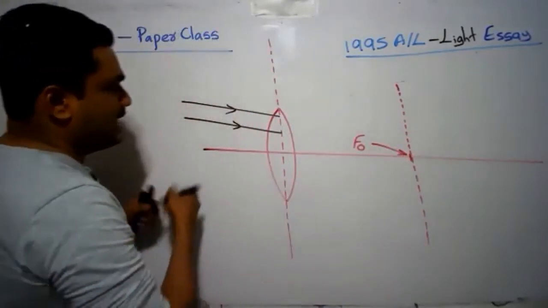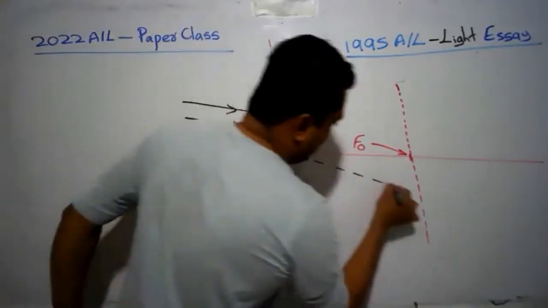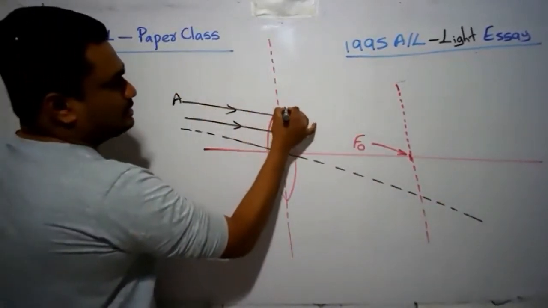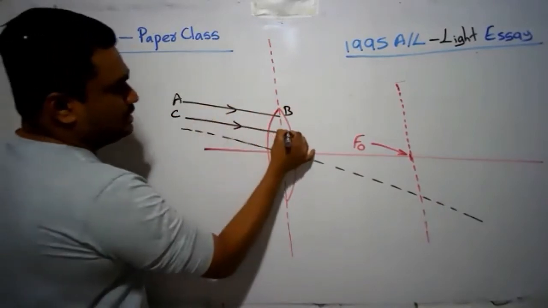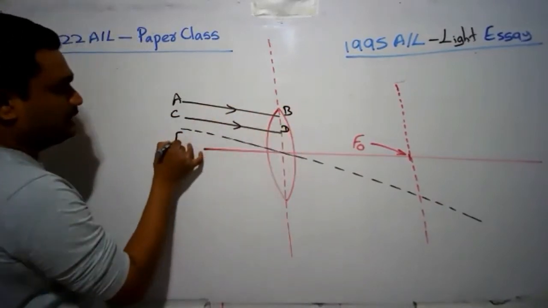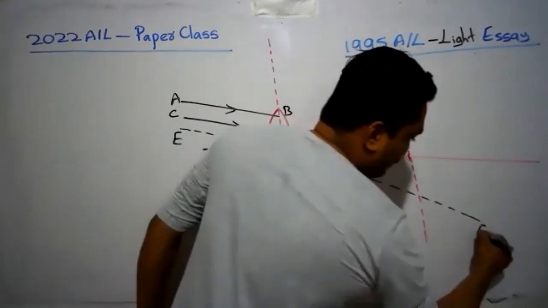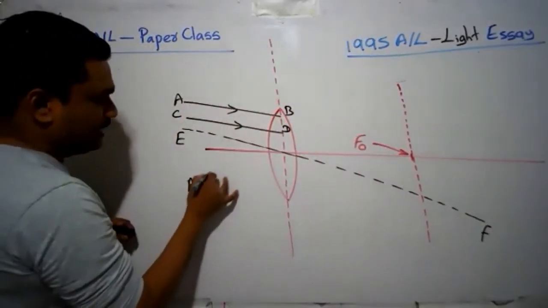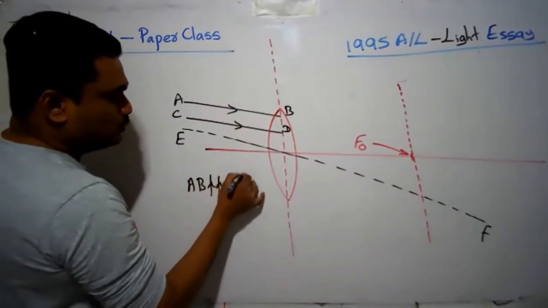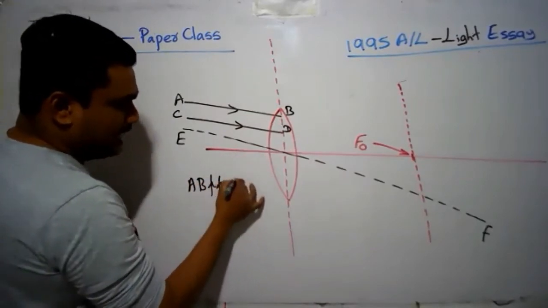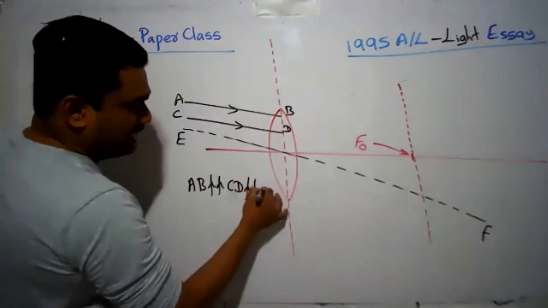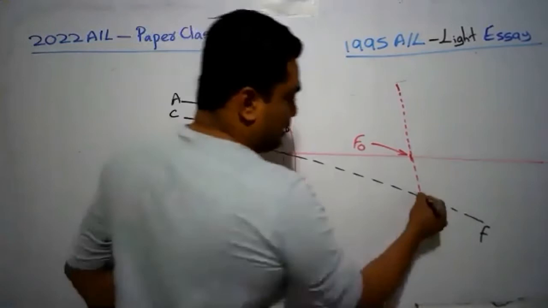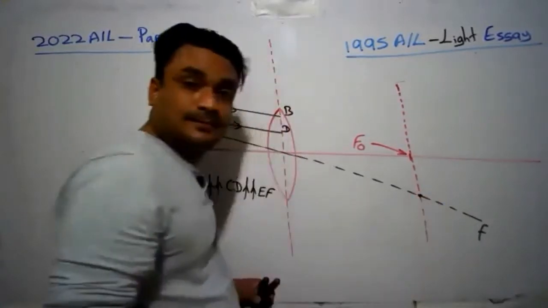Then we take an imaginary light ray like this. Let's say the first light ray is AB, the second light ray is CD, and the third imaginary light ray is EF. The logic here is that AB is parallel to CD, and CD is parallel to the imaginary light ray EF.